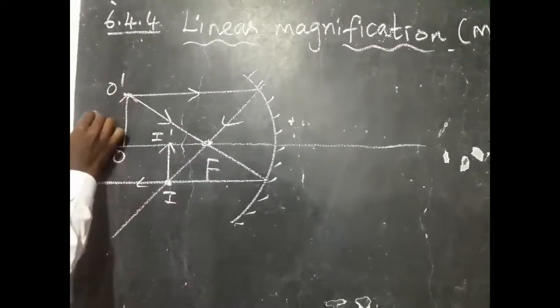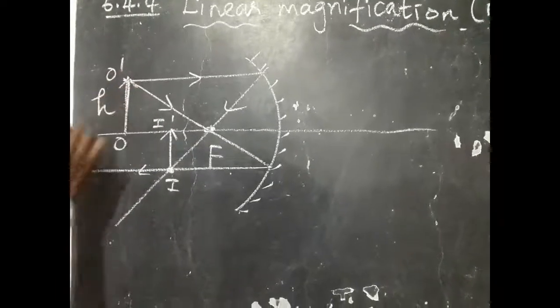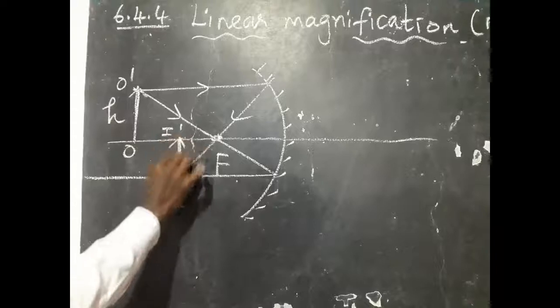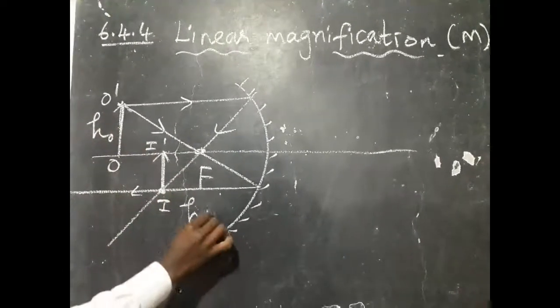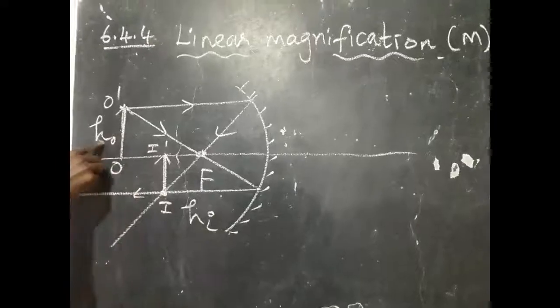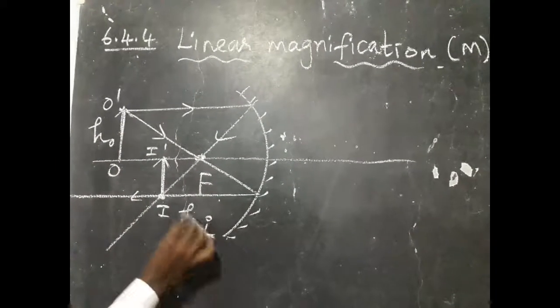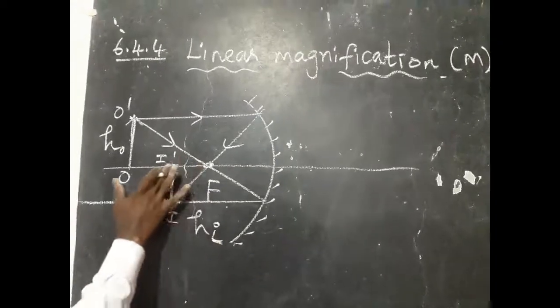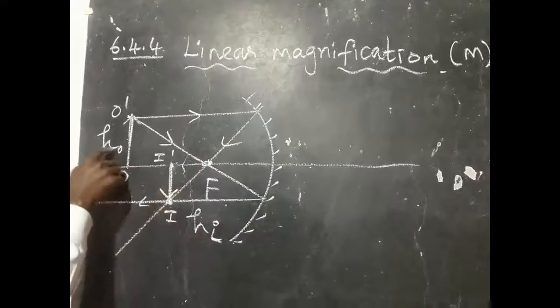Here we take the height of the object and the height of the image, that is h1 and h2. So we can take this as the image, இங்கே வந்து கீழே image ஃபார்ம் ஆகும். For example, sorry, this is the image, this is the object.